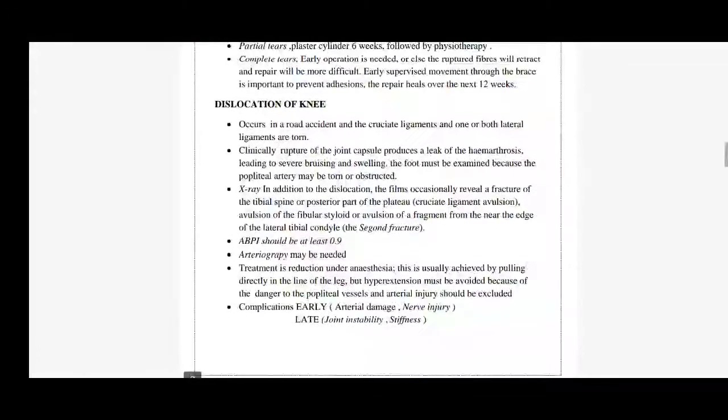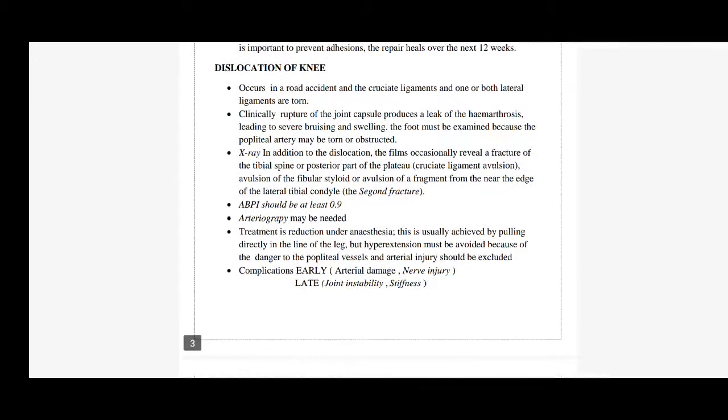Sometimes the patient presents already reduced after spontaneous reduction of the knee dislocation. On X-ray, in addition to the dislocation, the films occasionally reveal a fracture of the tibial spine or the posterior part of the plateau, or sometimes a fracture of the patella, or sometimes posterior cruciate ligament avulsion. As I mentioned, what we call the second fracture is the avulsion of the fibular styloid.